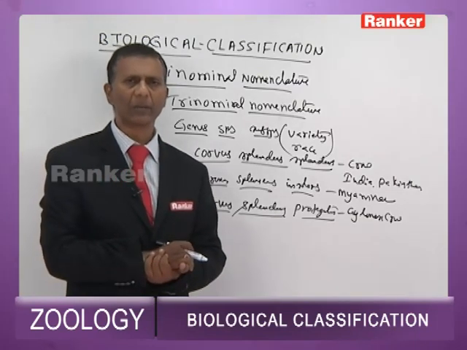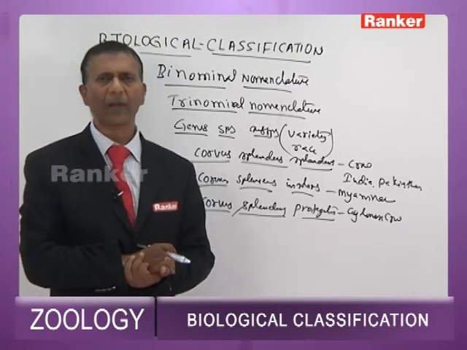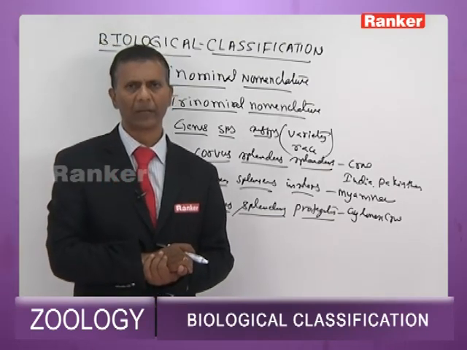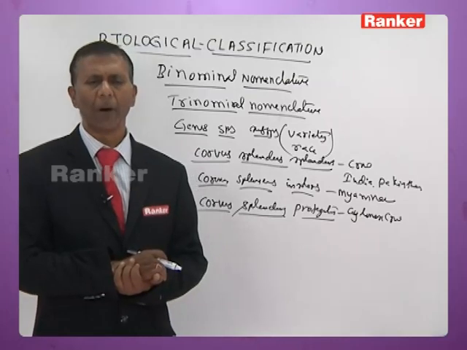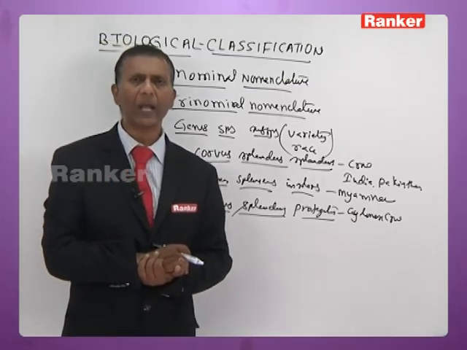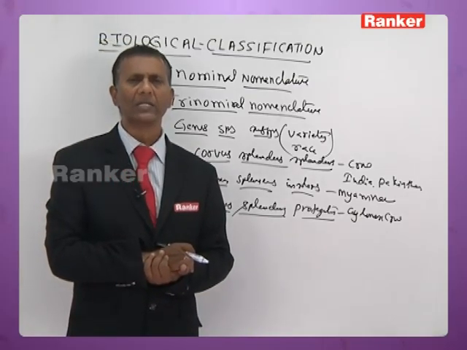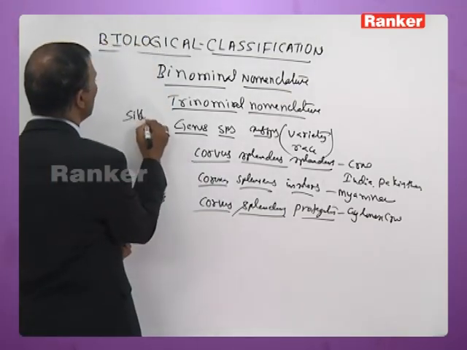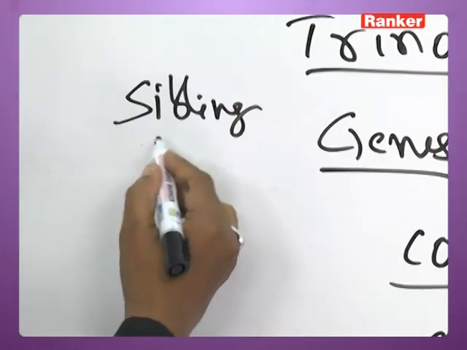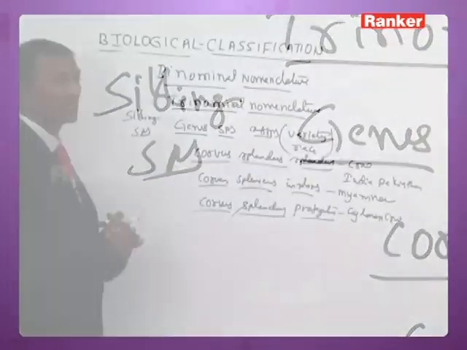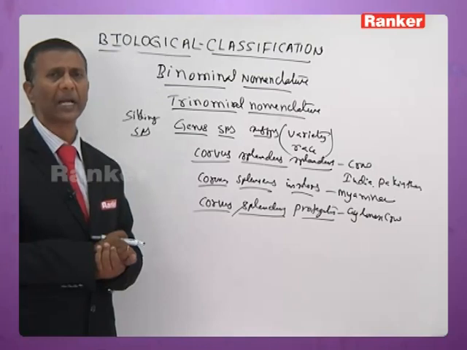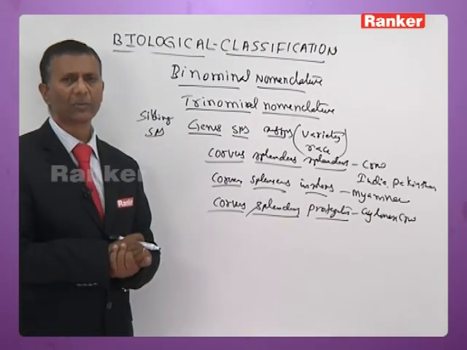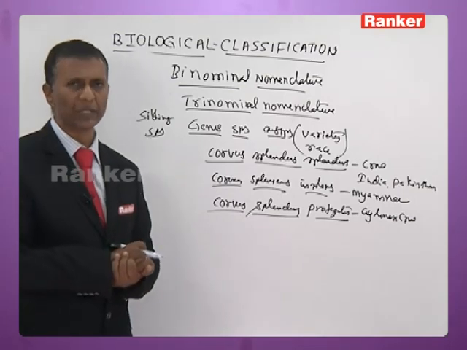And there are some species which are morphologically similar but reproductively isolated. Species which are morphologically similar and reproductively isolated are called sibling species. Morphologically they are more or less identical, but reproductively they are isolated from each other. Such species are known as sibling species.